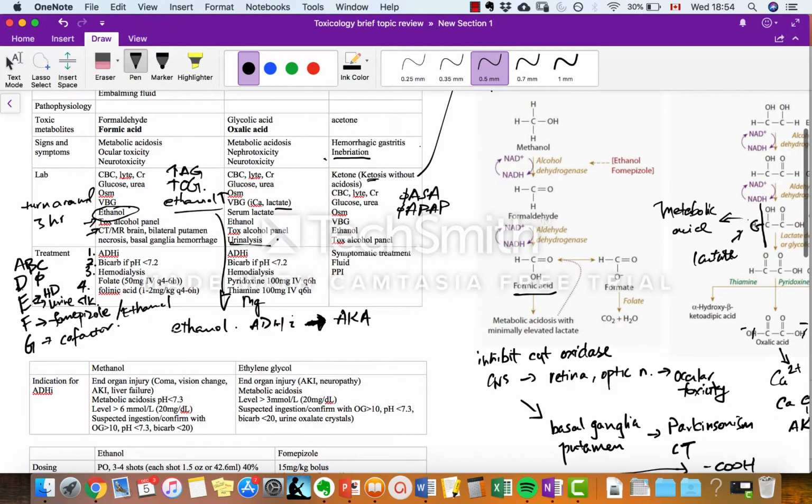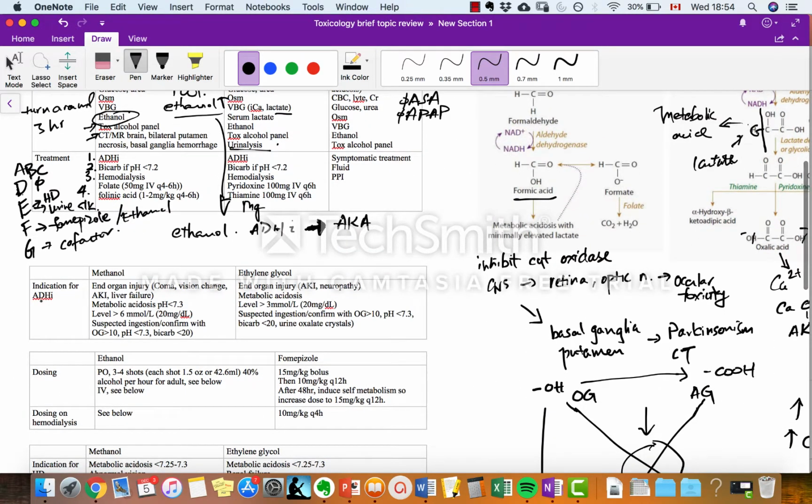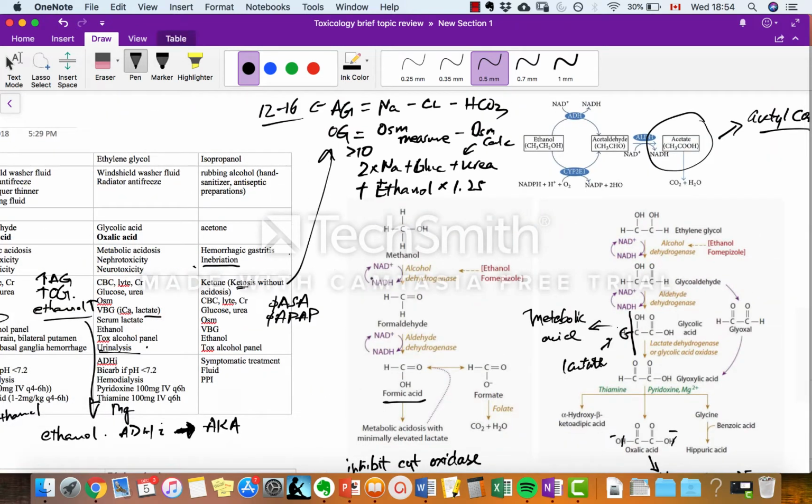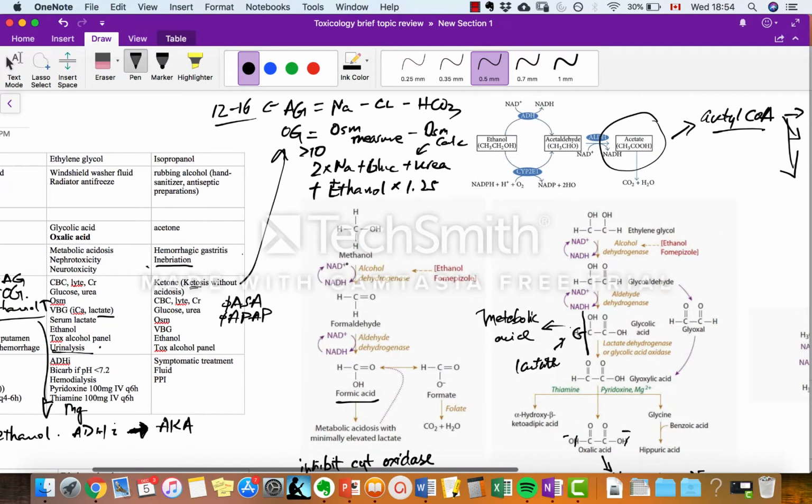So first, let's talk about alcohol dehydrogenase inhibitors. So this is the cornerstone of treatment in toxic alcohol. By blocking alcohol dehydrogenase, we prevent the parent compounds, methanol or ethylene glycol, from being further metabolized, stopping the process here. So you can either give ethanol or fomepizole.